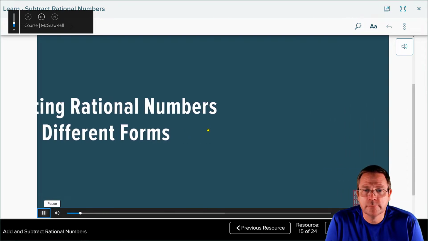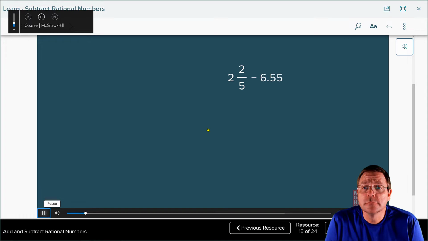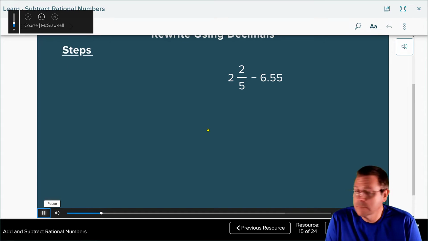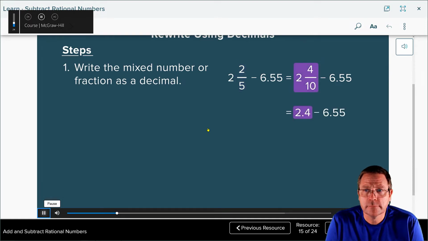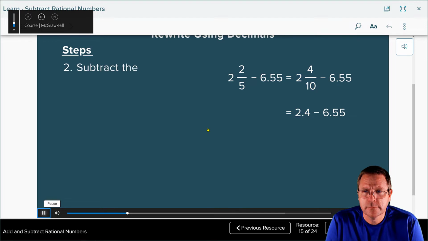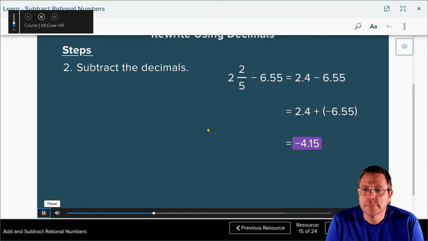To subtract rational numbers in different forms, write the numbers in the same form. One way to subtract a decimal from a mixed number is to write the mixed number as a decimal. This method works if the mixed number can be written as a terminating decimal. Next, find the difference. To subtract the decimals, rewrite the subtraction as addition and add its additive inverse. Follow the rules for adding negative decimals.